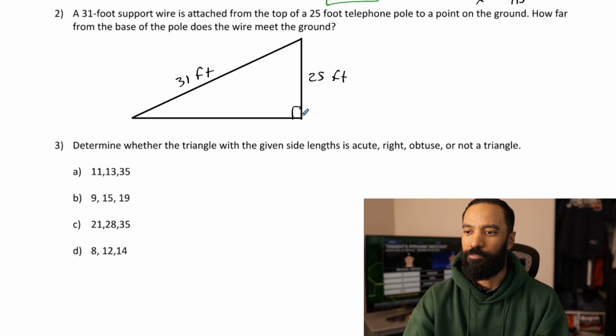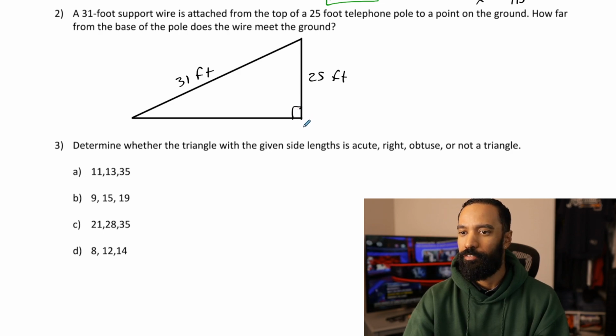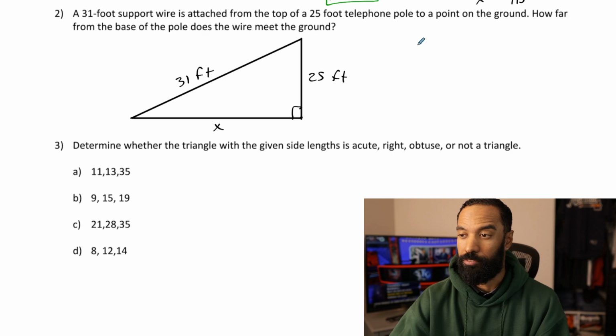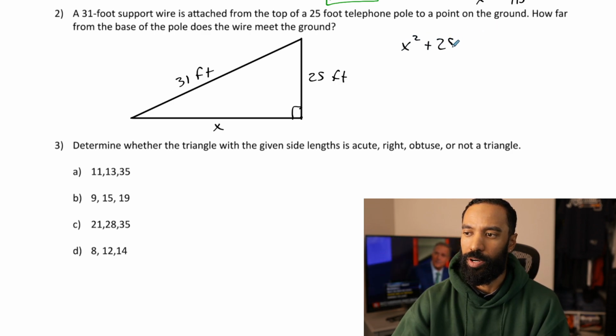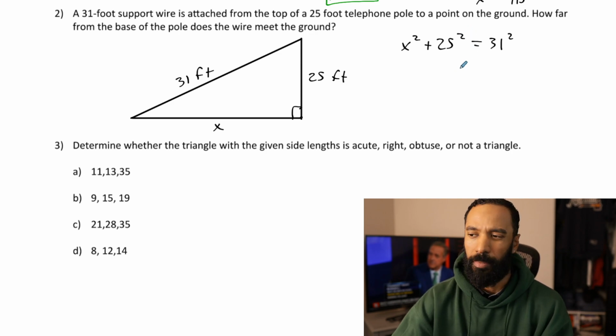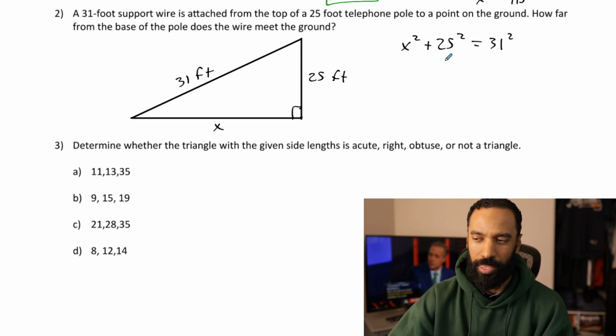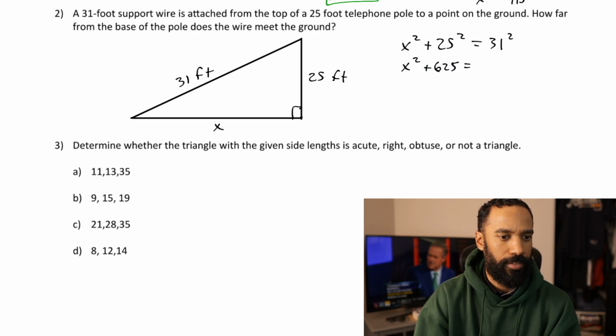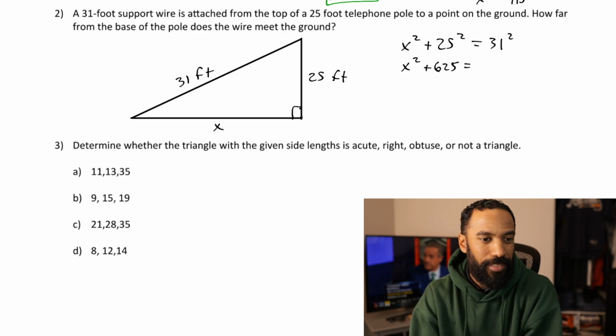So 31 feet of a support wire to a telephone pole up here that's 25 feet. They want to find how far from the base of the pole does the wire meet the ground. So here's the wire meeting the ground, here's the base of the pole. So here's our unknown. Our answer will be in feet, but we'll go X squared plus 25 squared equals 31 squared. This one I'm going to round my answer. Being a word problem, we want to say things with feet there. We'll get there. So X squared plus 625 equals, I should know 31 squared, 961?